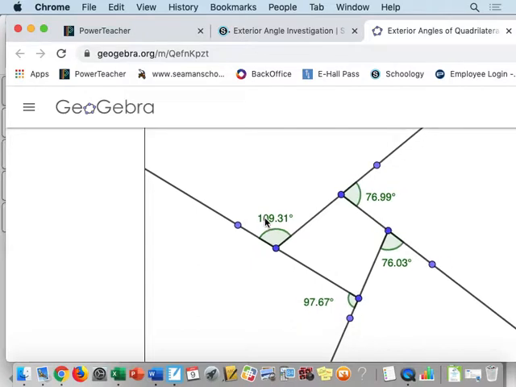If the shape is too large or too small, you can zoom in and out over this space here with 2 fingers, or scroll with 2 fingers on your trackpad and it'll zoom out, make it a little bit smaller. So these green angles here, they are exterior angles. Would you please add them up with your calculator?